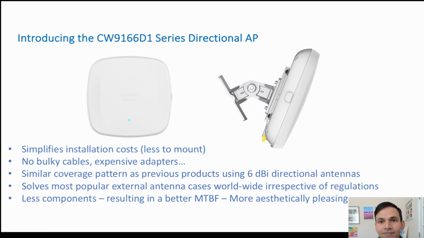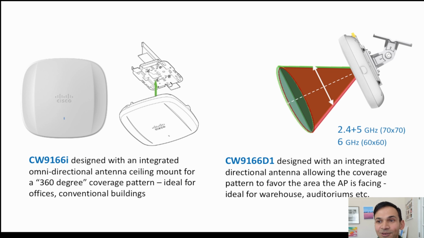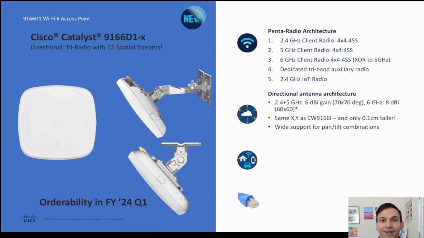What if I say there is a new solution? Less aesthetically unappealing, no external cables connected to it, and an inside patch antenna integrated into an AP, providing you a 6 dBi antenna gain. So that's where we have Catalyst Wireless 9166D1, and it provides 2.4 and 5 gigahertz with 6 dBi, that is 70 by 70 degrees, and the 6 gigahertz is 8 dBi antenna gain, that is 60 by 60.